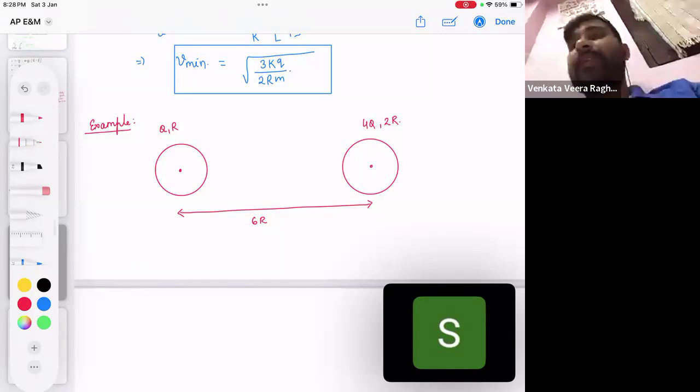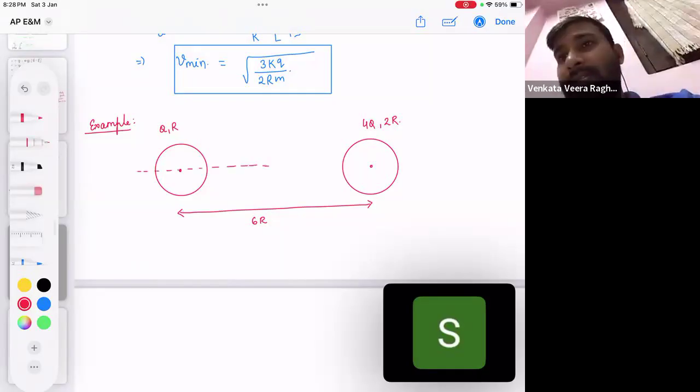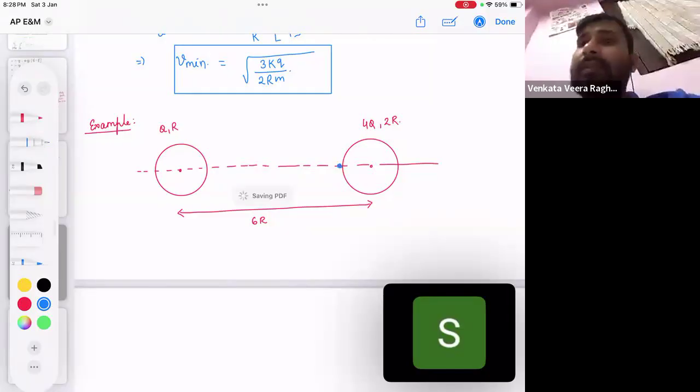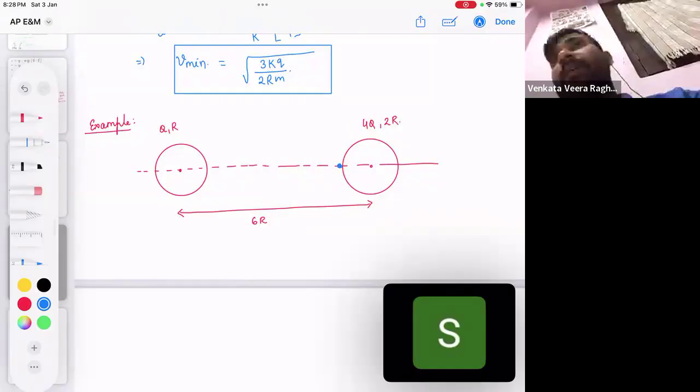Is that clear? Please tell me, first of all, do you understand the question? This is the line joining their centers. The problem is, there is a charged particle here. Let's say it is a negative charged particle given to us in the question.